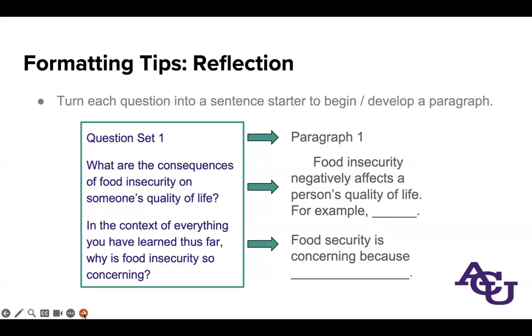Remember, I think there are 5 questions posed here, 4 or 5, and you only have a page, page and a half. So you don't have to go into great detail as you answer the questions, but you do need to make sure you answer them in a way that the instructor can tell that you've addressed all of the points.